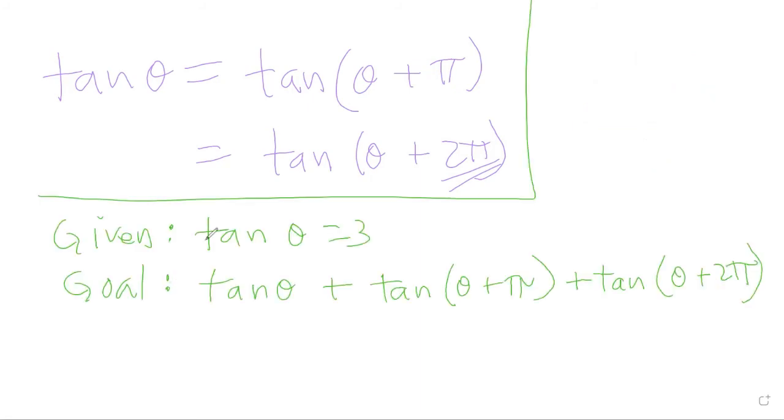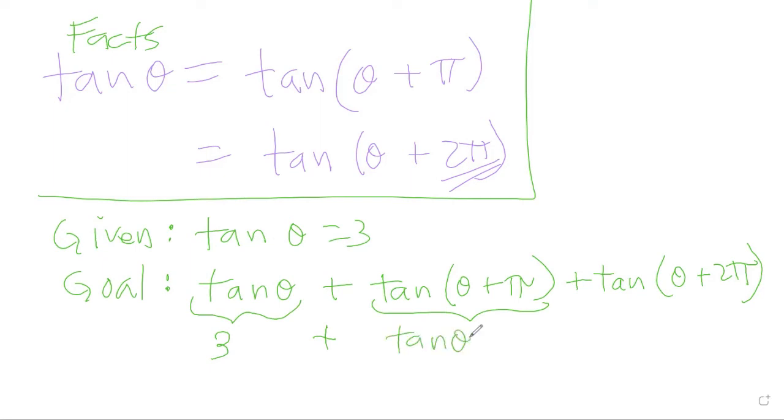And so now we can take a look at number 83. So in number 83, we're given that tangent of theta is 3. And the goal is to go this plus this plus this. Well, by substitution, we know that tangent of theta is just 3. Okay, then addition. Now here, what could replace tangent of theta plus pi? Well, based on these facts from class, we know that tangent of theta plus pi is equal to just regular tangent of theta.